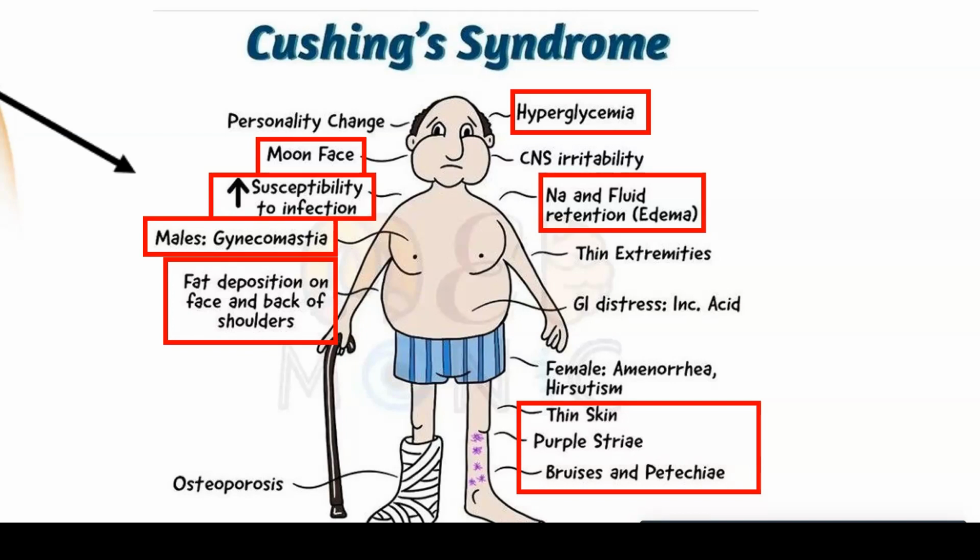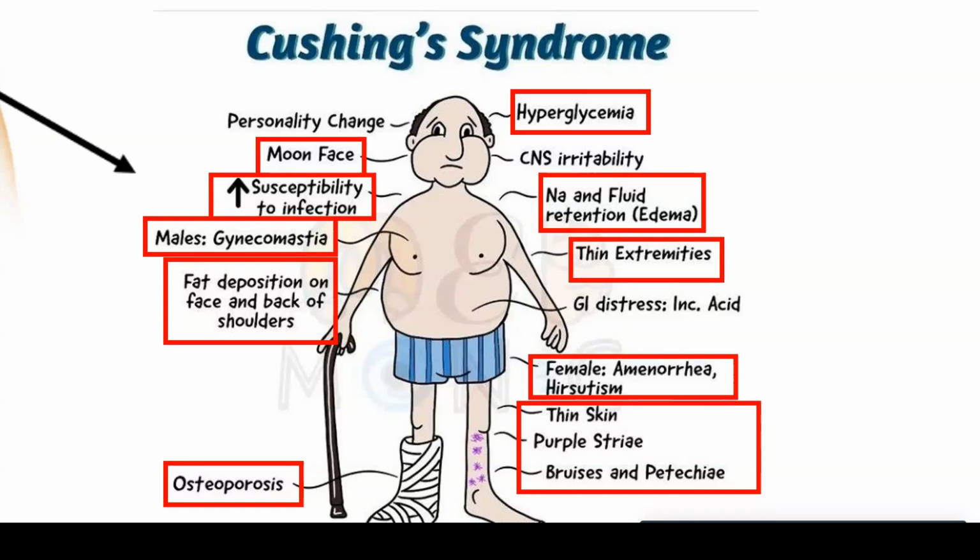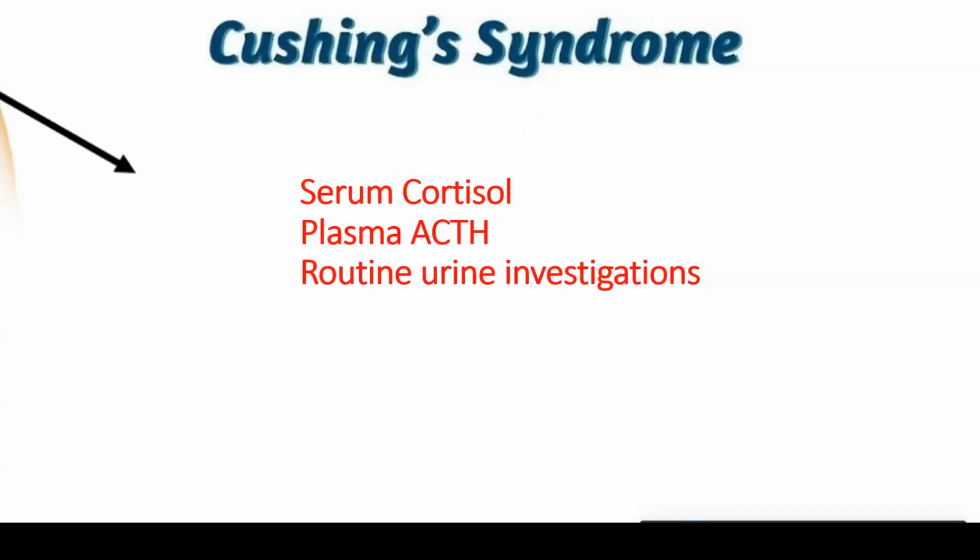So if it's too high in connective tissue, you will find very thin skin with purple striae and bruises and petechia. In bones, you will notice some osteoporosis, which is basically it increases the turnover of bones. Since bones are getting destroyed too quickly, rather than getting produced, it leads to osteoporosis, and there will also be the extremities. In females, the notable symptom is amenorrhea and hirsutism. Along with this, also notice that there can be some amount of CNS irritability and personality changes, but it's not too significant.